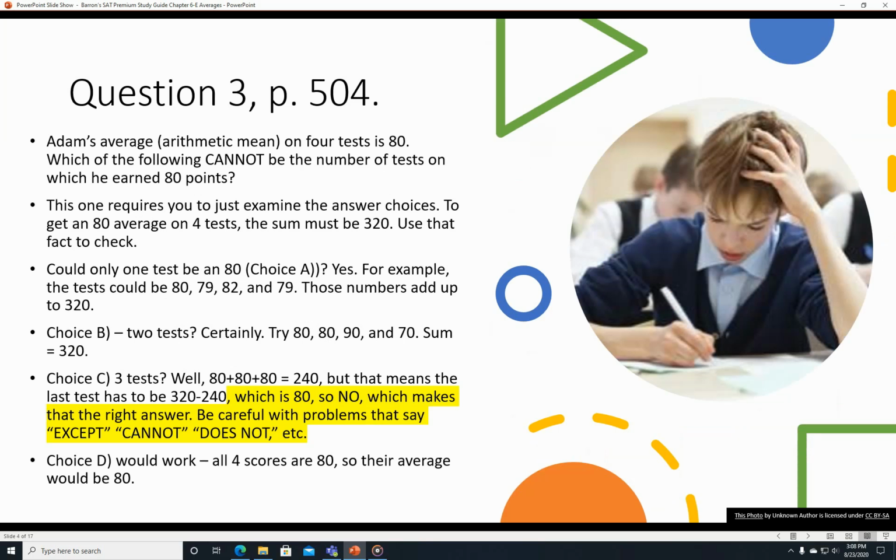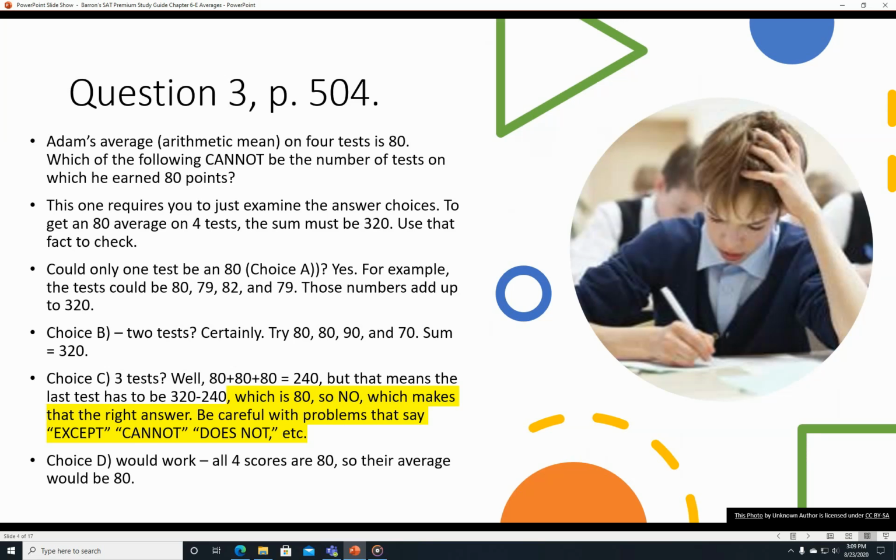Question 3, page 504. Adam's average, or arithmetic mean, on 4 tests is 80. Which of the following cannot be the number of tests on which he earned 80 points? This one requires you just to examine the answer choices. To get an 80 average on 4 tests, the sum must be 320. Use that fact to check. So basically, could only one test be an 80, choice A? Well, yes. For example, the test scores could be 80, 79, 82, and 79. So the 2 extra points in 82, you could give one to both of the 79s, and then they'd all be 80, so the average would be 80. It adds up to 320, so it checks out.